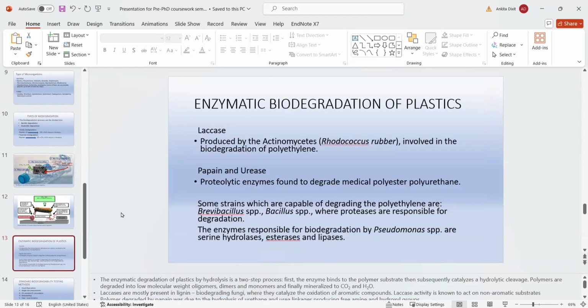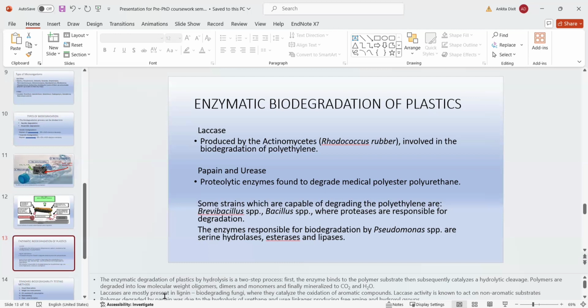So which enzymes are involved in the degradation of plastic, and by which organism? First is the laccase. It is produced by actinomycetes, Rhodococcus ruber. It is involved in the biodegradation of polyethylene. The enzymatic degradation of plastic by hydrolysis is a two-step process, in which firstly the enzyme binds to the polymer substrate, then subsequently catalyzes hydrolytic cleavage. Polymer is degraded into low molecular weight oligomer, dimer, monomer, and finally mineralized to carbon dioxide and oxygen.